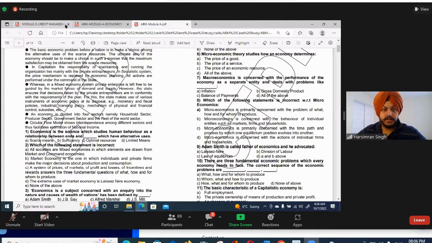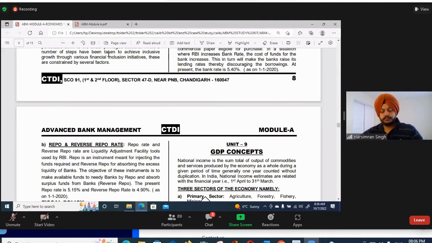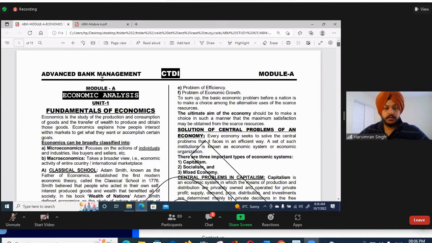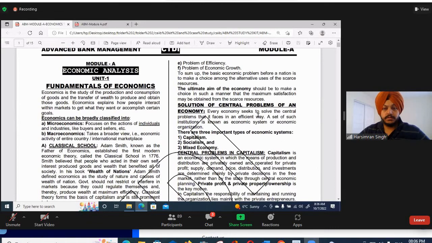So now I will start with economics. So today and tomorrow the economics will be over. This is the first chapter of economics. Please open it.